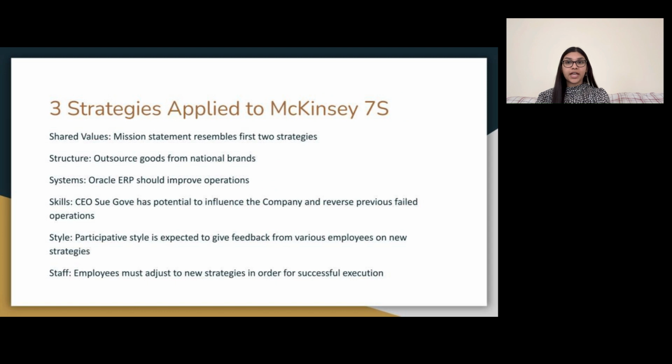Here we now present how our top 3 strategies apply to the McKinsey 7S. For shared values, Bed Bath & Beyond's mission statement explains how they want customers to feel at home in the simplest way possible. The company also emphasizes the fact that they are an omni-channel retailer, so they ensure that customers are able to receive their products in any way possible. Furthermore, the company strives for everyday low prices in order to maintain competition in the marketplace and a strong relationship with their customers.